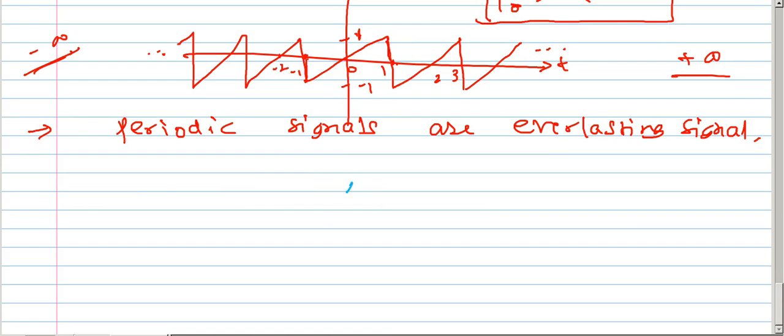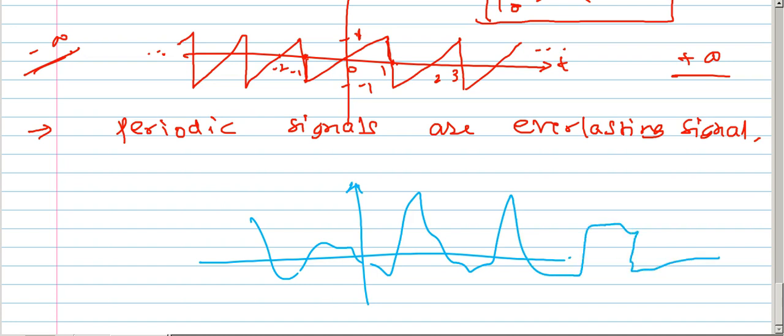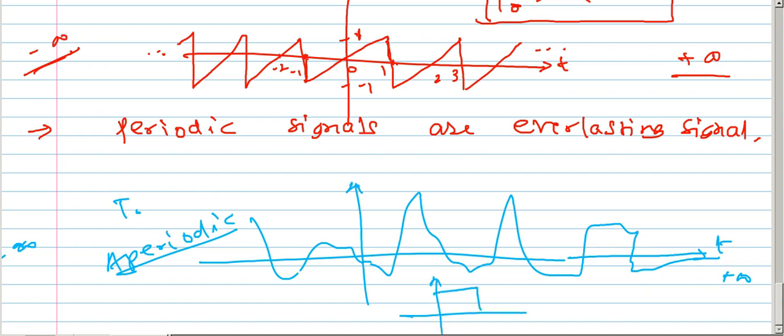And an aperiodic signal means there is no fixed pattern in the signal, meaning we cannot find such a time t naught for which the signal repeats itself. Such signals are known as aperiodic signals. They need not be defined for every time, from -infinity to +infinity. They could be a pulse also. So this is an aperiodic signal, which is defined only between 0 and some finite time.